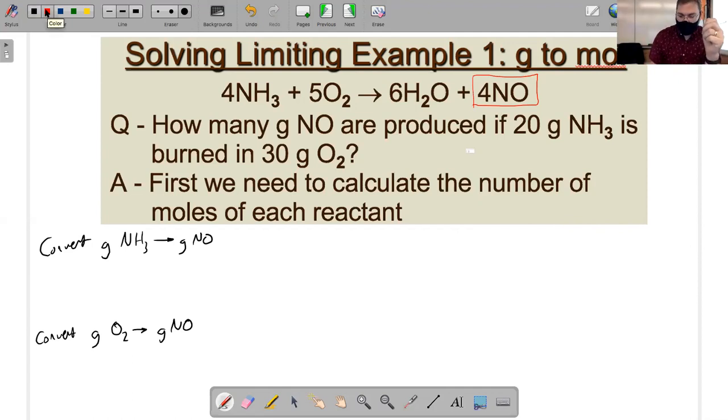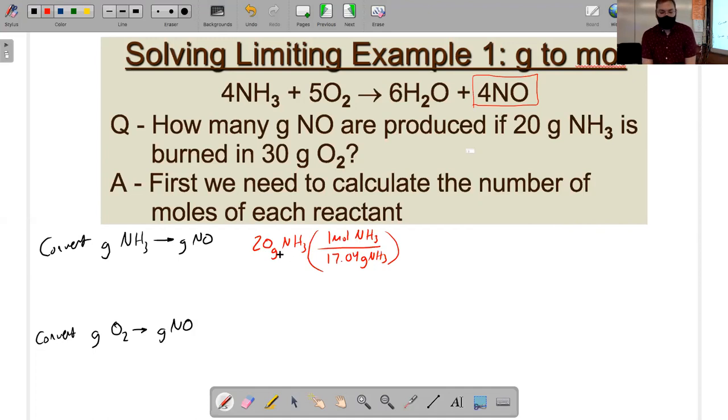So I'll show it to you this way. This is what I do. It's a little bit faster, but you have to understand how each of the steps relates to figuring out limiting reactants. If I start with the 20 grams of NH3, I can first convert that from grams into moles using the formula mass. And that's 17.04 grams of NH3 is 1 mole of NH3. So I've converted from grams of ammonia into moles of ammonia, because the first thing you always do when you have a mass is convert it into moles.